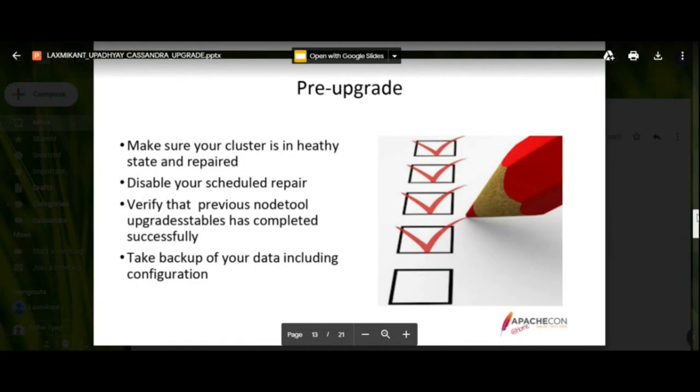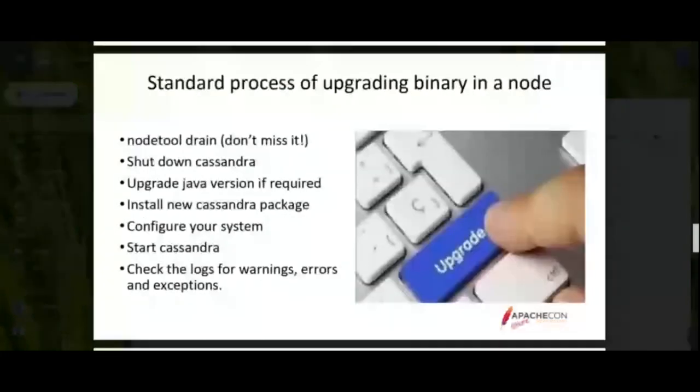Now, here is the standard process for upgrading the Cassandra binary on a node. The first thing you do is run nodetool drain, you shut down Cassandra, and then you upgrade the Java version only if required. For example, if you are upgrading to Cassandra 2.2 or higher, you will require Java 8. And then you install the new Cassandra package, and you configure your system with your custom configuration, start Cassandra, and then validate that everything is fine or not. So this was at the node level.